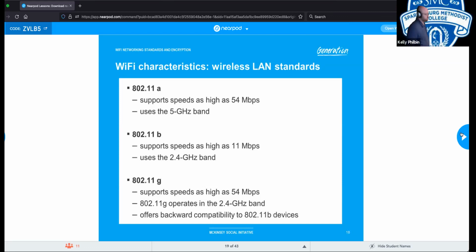And then we move on to the next standard that is in place, which was B, which supports speeds up to 11 megabits per second and uses 2.4 gigahertz. Can anybody give me an idea as to why when you go up to the next standard, speed dropped? Why would that be the case?